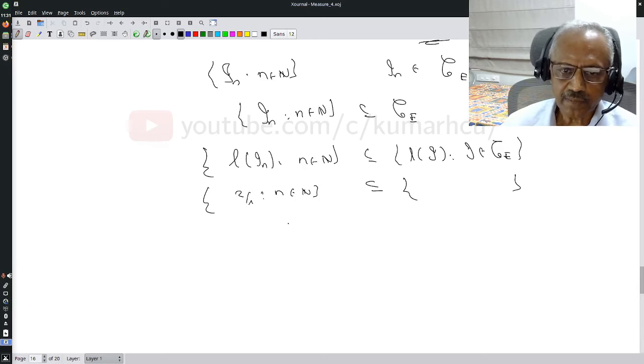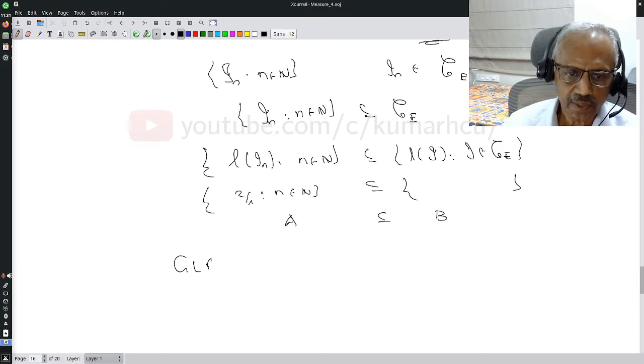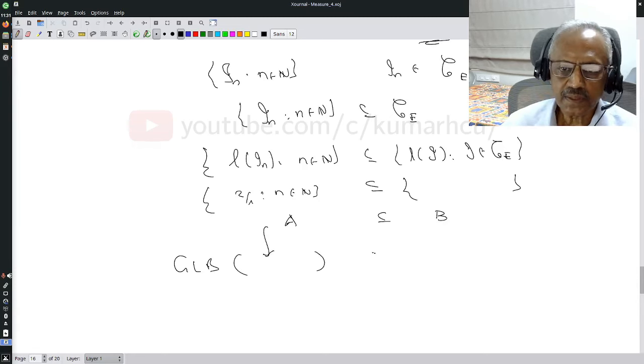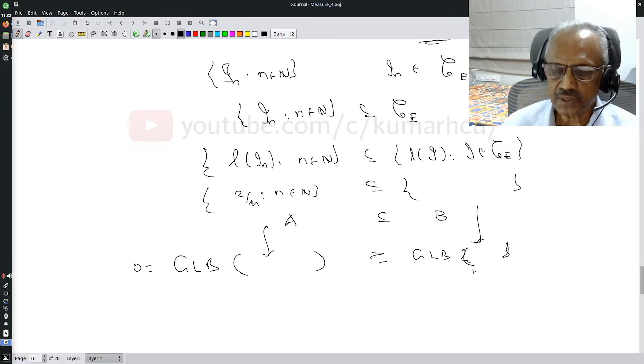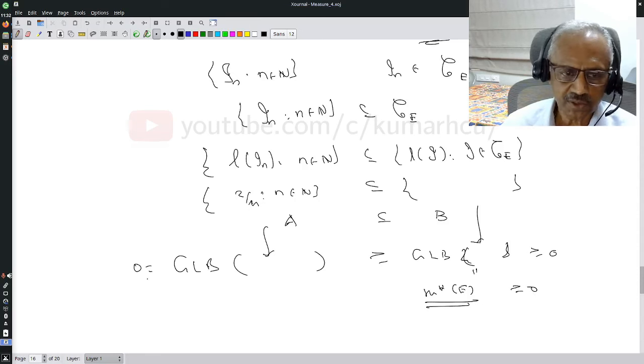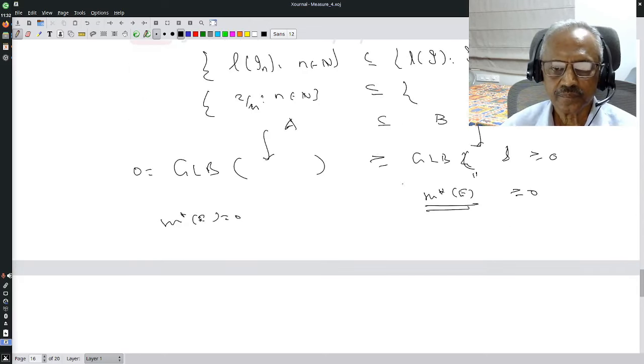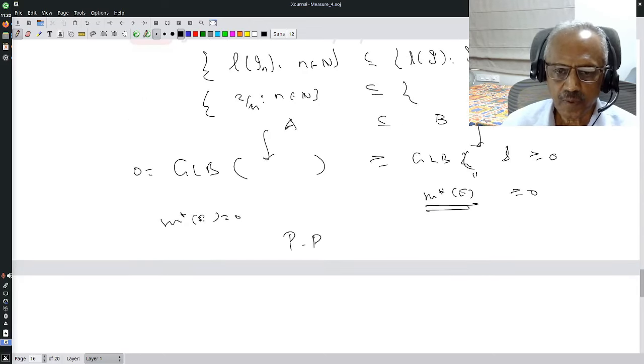Now, do you see that we are back to square one? The earlier observation: A is a subset of B, therefore the GLB of B is greater than or equal to the GLB of A. But the GLB of 2/n is 0. And that is the GLB of this set, which is actually the outer measure of E. But we know outer measure is always greater than or equal to 0. Therefore, the outer measure of E is sandwiched between 0 and 0. That means the outer measure of E is 0. Pause. Review. Proceed.